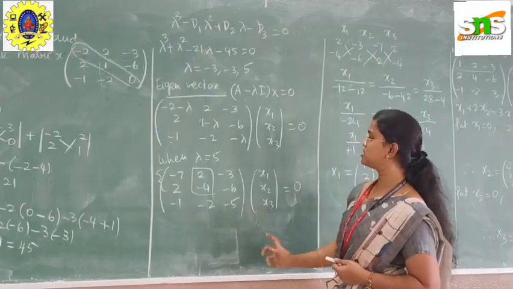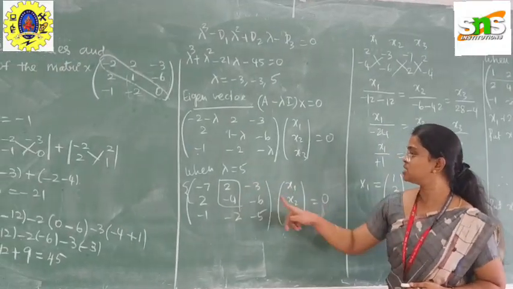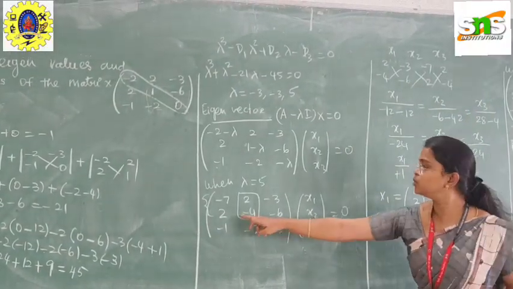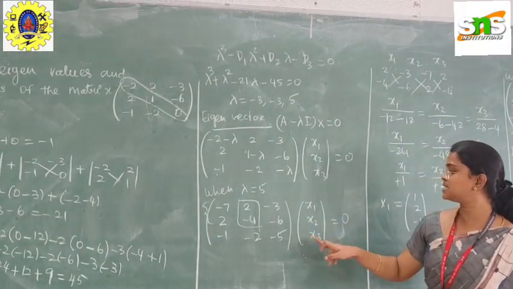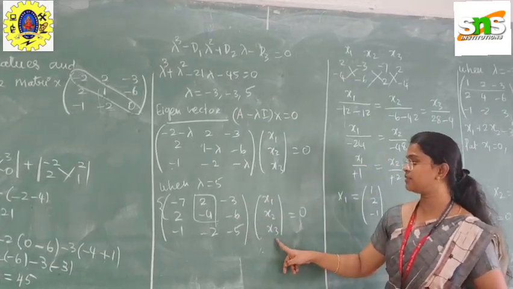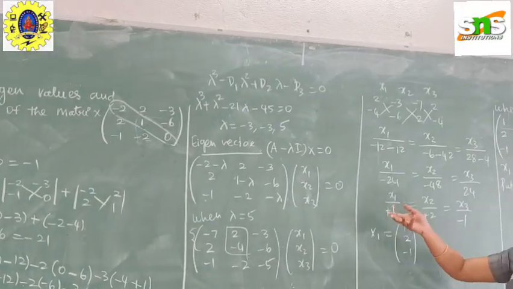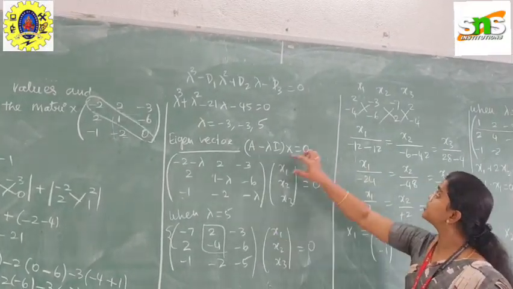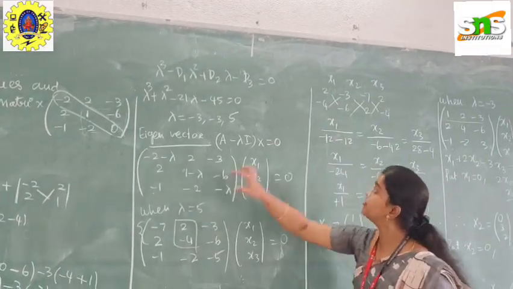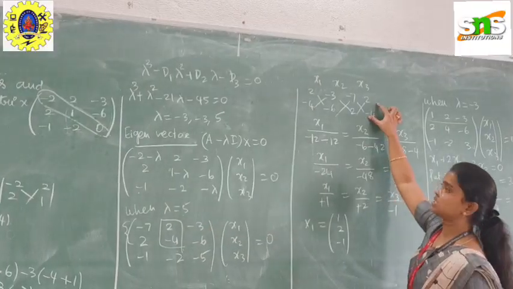Then I am going to multiply these two matrices. I will get minus 7x1 plus 2x2 minus 3x3 is equal to 0 as the first equation, 2x1 minus 4x2 minus 6x3 as the second equation, minus x1 minus 2x2 minus 5x3 is equal to 0 as the third equation. From that I am going to take x2's coefficient as the first term, x3's coefficient as the second term, again x1's coefficient as the third term, and again x2's coefficient as the last term.